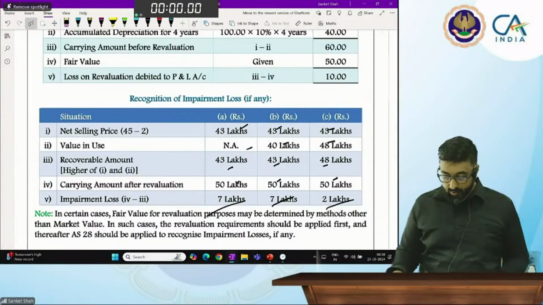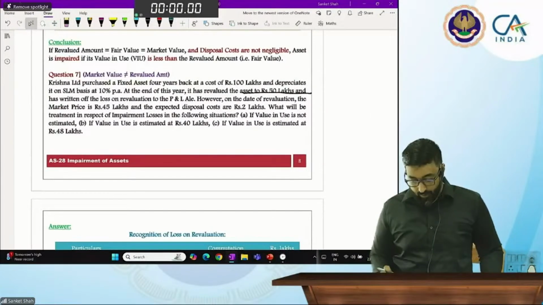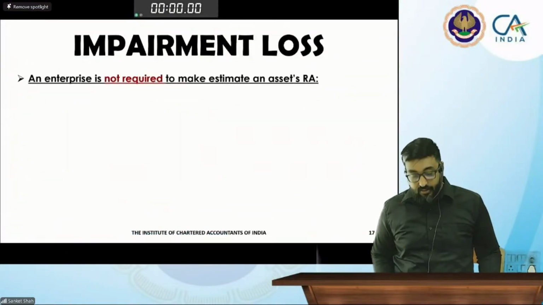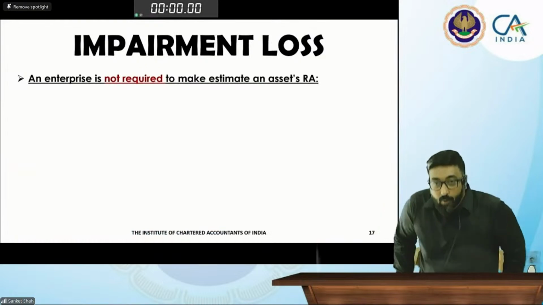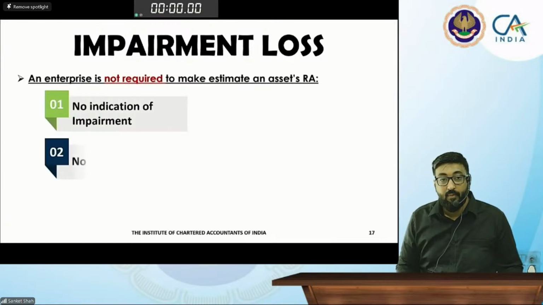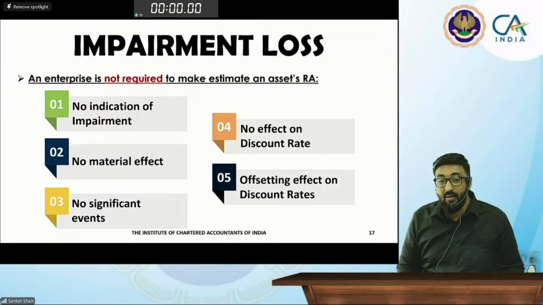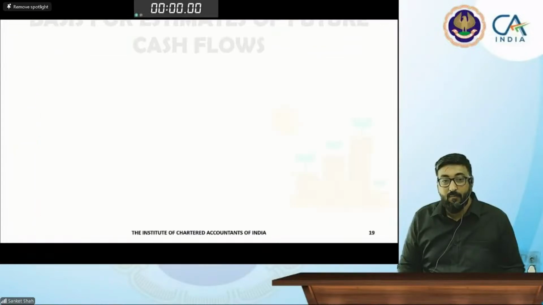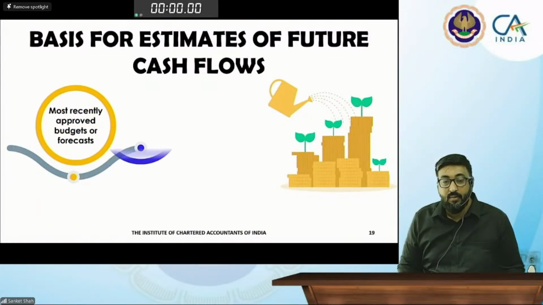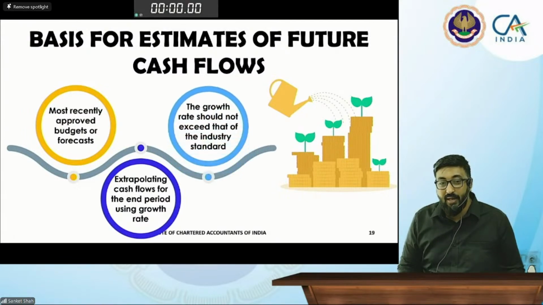Fourth number. Okay, so we are done with the impairment of assets part. Now I am moving to CGU part. Impairment of losses for single asset we have completed. For single asset, any difficulty? If there is no indication of impairment, no material effect, no significant events, no effect on discount rate, and offsetting effects of discount rate. Future cash flows, most recently approved budgets, वहां कहां से मिलेगा? By using growth rate concept, extrapolating. The growth rate should not exceed the industry standard.